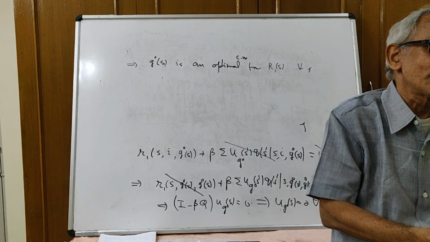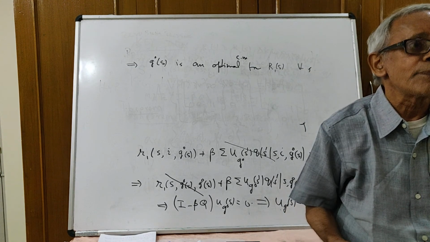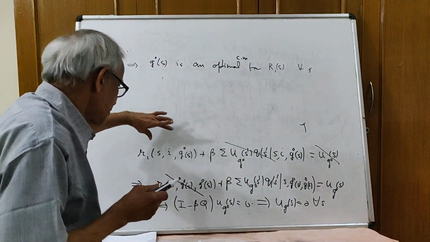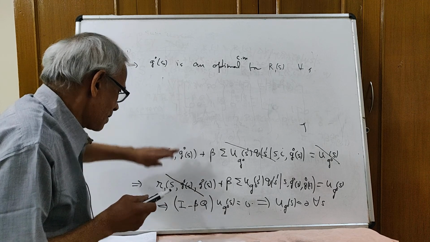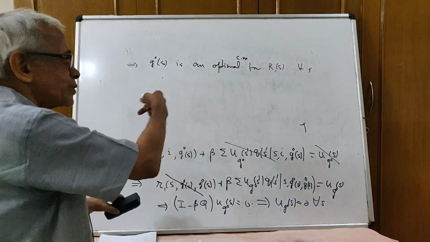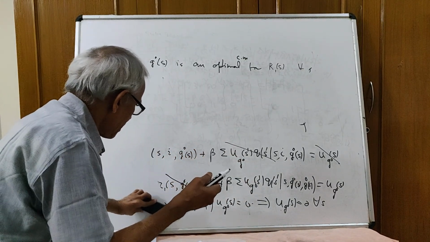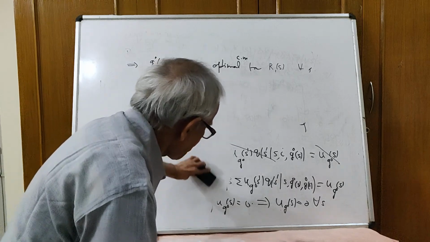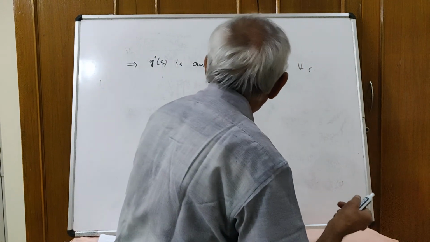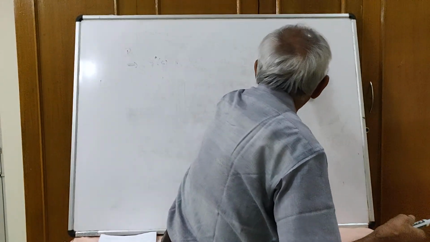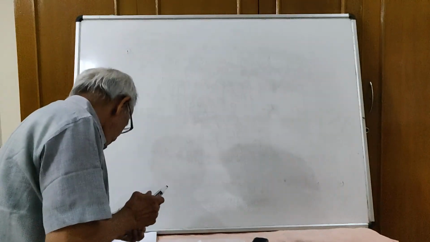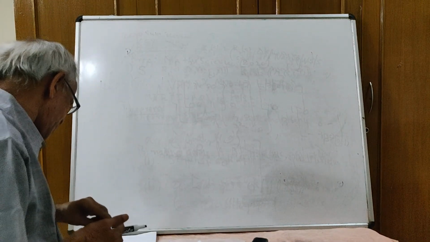So this implies G naught S is optimal and also completely mixed for the game R1S for all S. So that's what you have shown. You have proved that this is completely mixed, but then you are claiming that as a zero sum matrix game it has no other optimum.